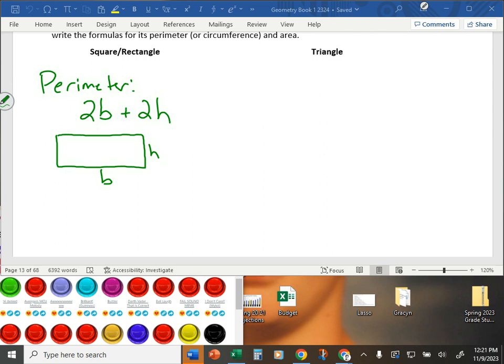Were you going to ask why? No, I was just going to ask, why does it matter where you put base and height? It doesn't really matter, but typically the base will be the horizontal and the height will be the vertical, but they're interchangeable, so it doesn't really make a difference.